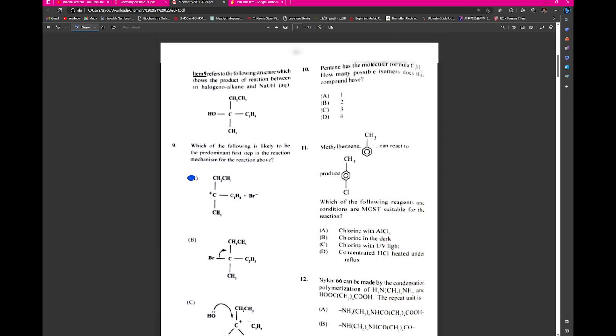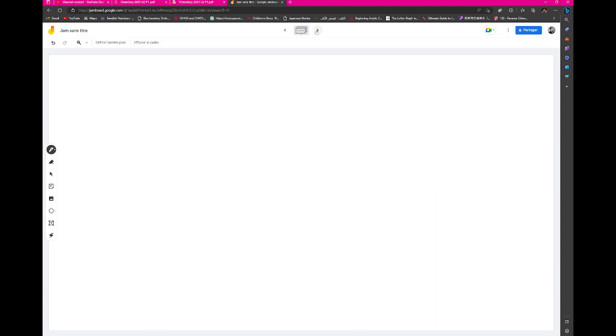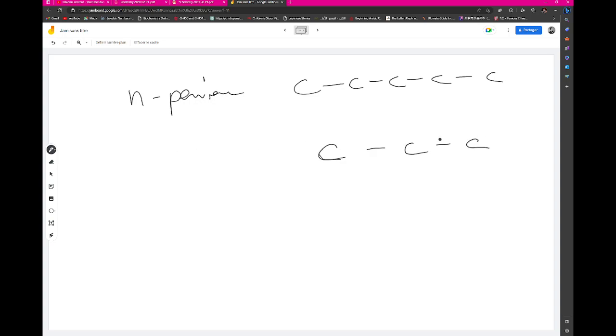probable first step. Now, pentane has a molecular formula of C5H12. How many possible isomers does it have? So we know that n-pentane will just be C5. I'm not going to draw the hydrogens, just showing you C5. We're going to have a pentane that looks like this, which is going to be methylbutane.